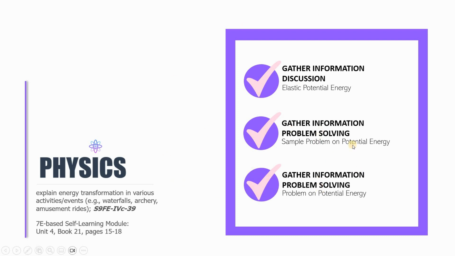Remember that this session aims at training you to become better at explaining energy transformation in various activities or events, such as in waterfalls, in archery, and in amusement rides. This is based on the 7E-based self-learning module in Science 9 that I wrote, particularly in Unit 4, Book 21, pages 15 to 18.